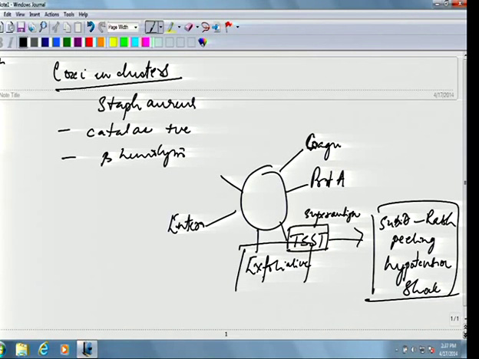Now exfoliative toxin, you could have a baby with peeling skin. And how do you think a newborn will get this staphylococcus, from where? From the mother. What's the infection that the mother could probably have that would have transmitted to the newborn baby? Breastfeeding, isn't it?